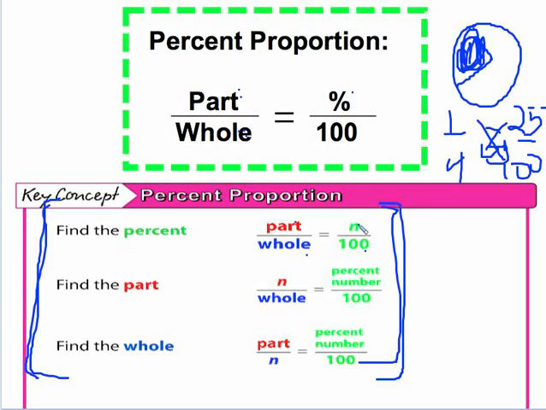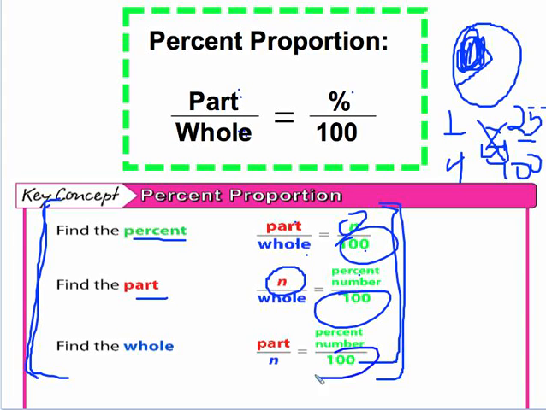So if you're looking for the percent when you're solving a problem, that means when you've read the problem, the part and the whole were given, and the percent was the only thing that you didn't know. If you're looking for the part in a problem, that means when you read the problem, you found the percent and you found the whole, but you did not know what the part was. That 100 is always going to be there, and it's always going to stay the same because you always put the percent out of 100.